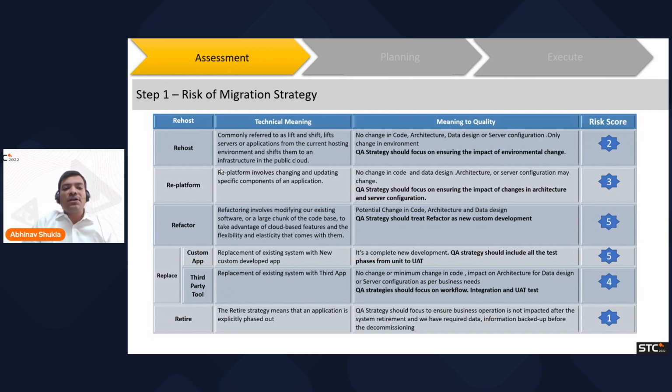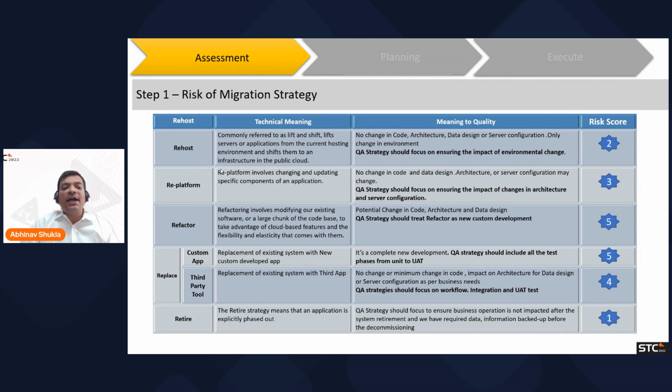So when we are talking about custom, it's new development, so the risk score is high. When you are talking about a third party tool, the risk score is less than the custom app, because the application is already developed and tested by the parent organization. We only need to consider the customization and the configuration part of it, right?